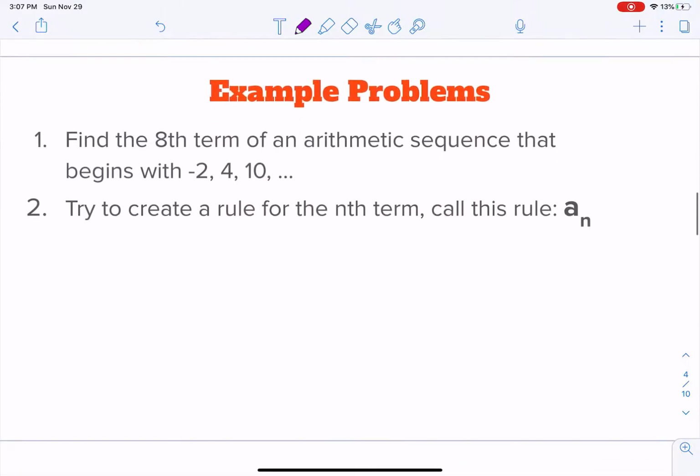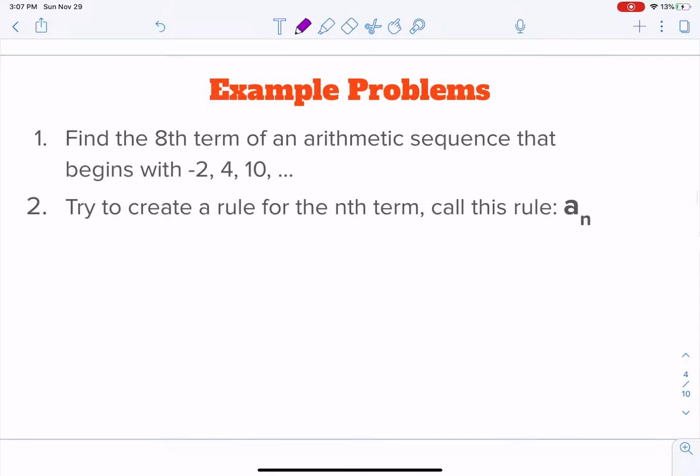So if I take a look here, this says find the 8th term of an arithmetic sequence that begins with -2, 4, and 10. So to find the 8th term, this is the first, the second, the third. So I'd have the 4th, 5th, 6th, the 7th, and the 8th. I can see that my common difference is 6, and I could continue to add 6 each time, going up until I get to my 8th term.